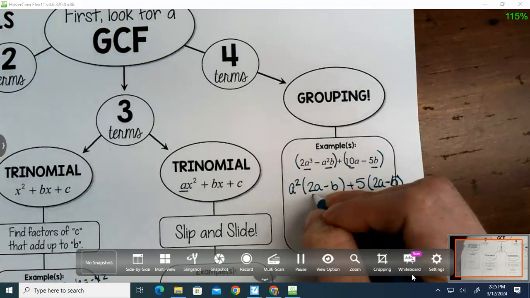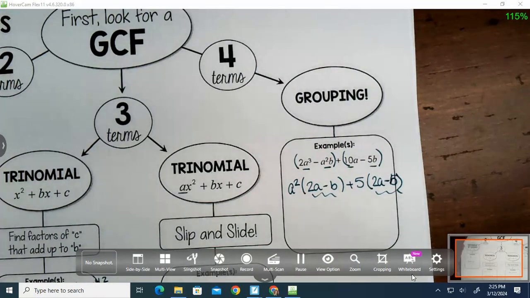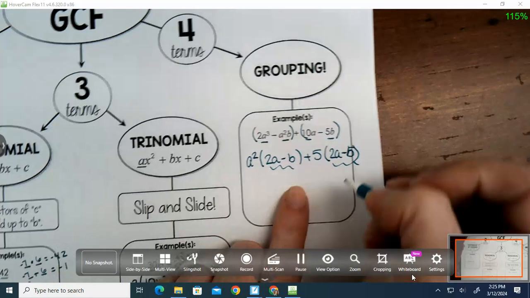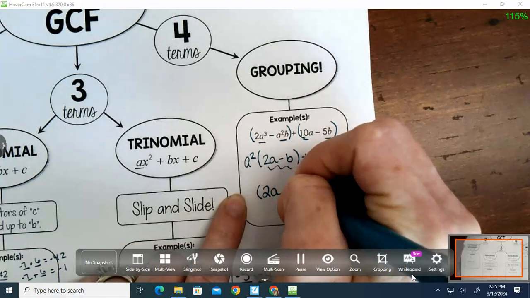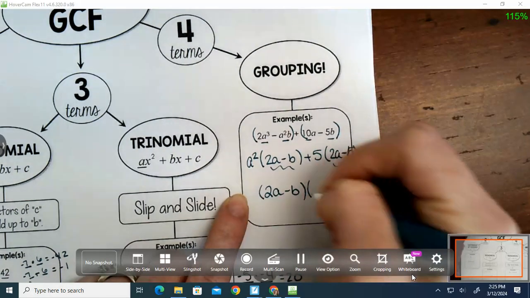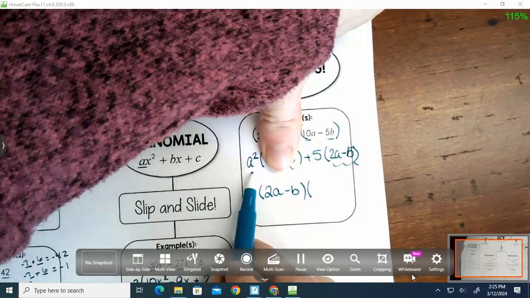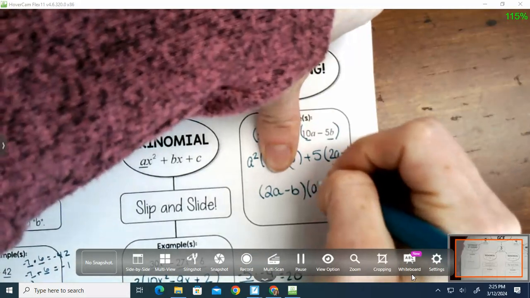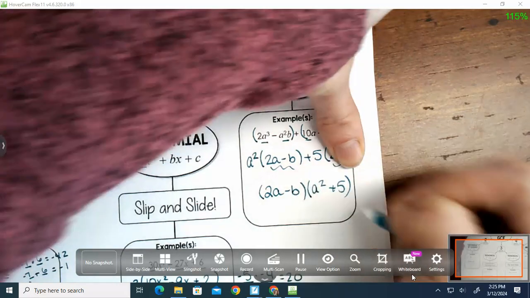We know it works if these parentheses are the same. Sometimes you might have to go and pull a negative out of one of them to make them match. Since they are the same, we factor that out. So we're taking out that 2a minus b. And it's times because it's factored, so the second parenthesis is what's left. So we have the a squared left in the first one, and the second one was a plus 5.